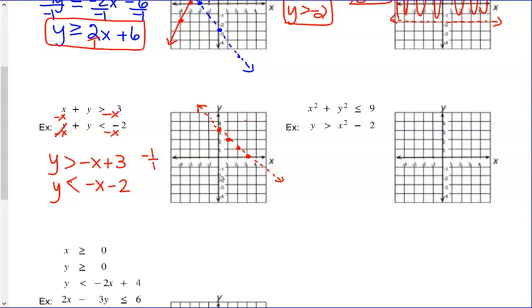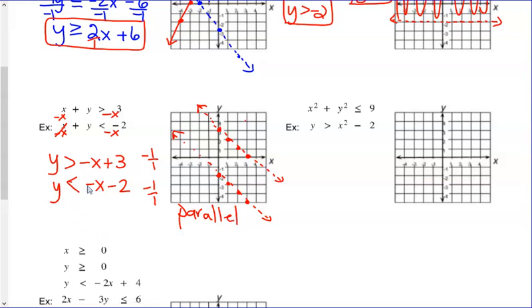Here, I go down to -2. I actually have a -1 slope also again, so I end up going down 1 to the right 1, down 1 to the right 1, down 1 to the right 1. And no equality, therefore it would be a dashed line there. Those look kind of special. They have the same slope but different intercepts. These are actually parallel lines that may or may not have a solution.